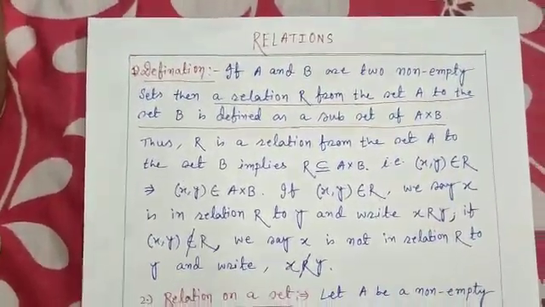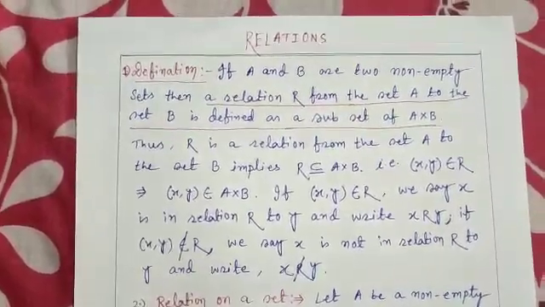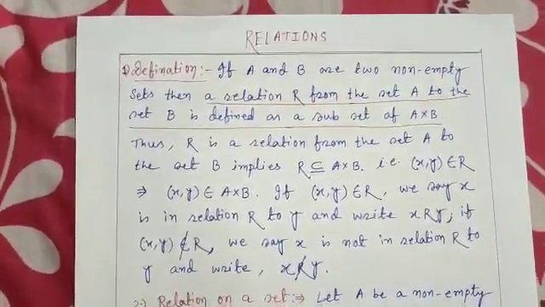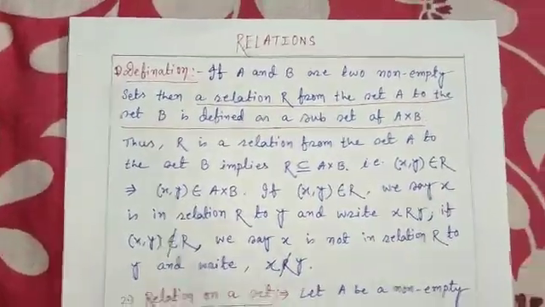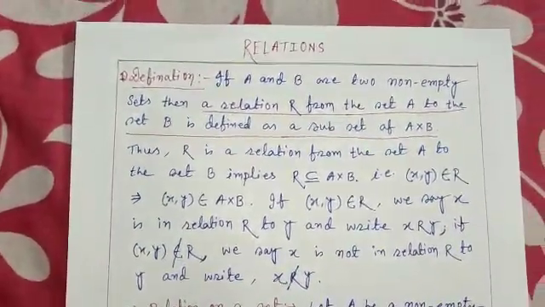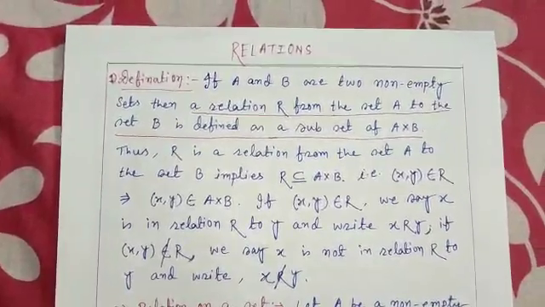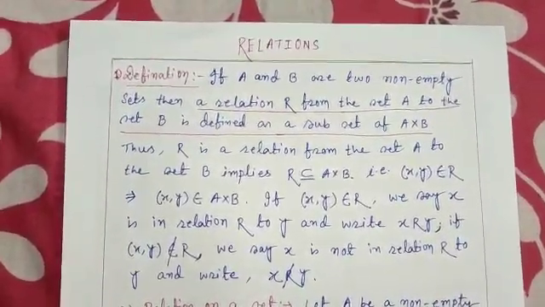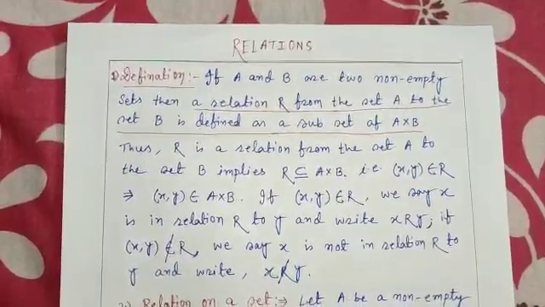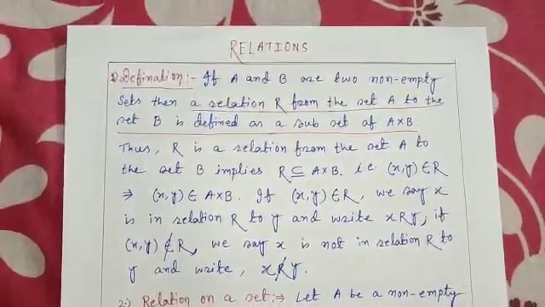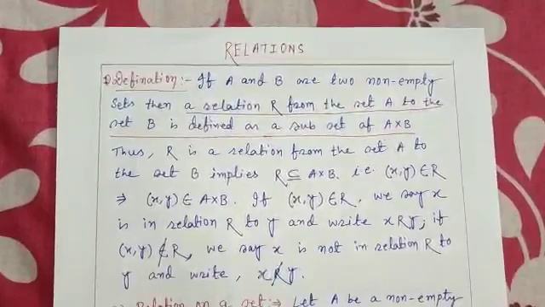Today I am going to introduce the first chapter of class 12, relations. First we will come to the definition of relation. What do you mean by relation? If A and B are two non-empty sets, then a relation R from the set A to the set B is defined as a subset of A cross B.